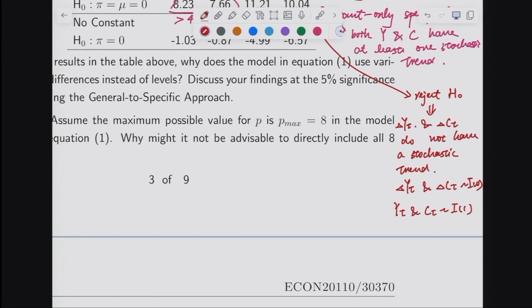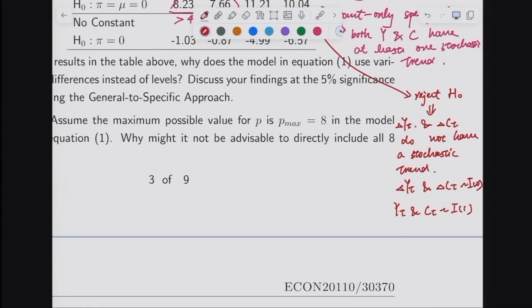So that's basically all you need to answer here for part B: identifying the exact order of integration, and that it's the first difference that is stationary, not the original one. And we prefer using stationary variables for forecasting. Good? Okay, so let's move on to part C.